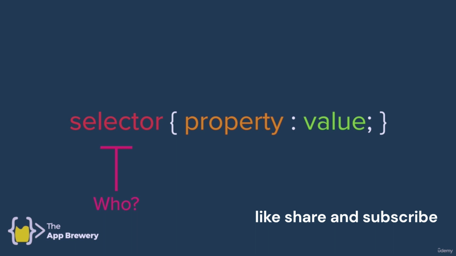And the next part is the property. And this is the what. What about that H1 do you want to change? Is it the background color? Is it the text color? Is it its position? And finally, we've got the value, and that is the how. So how do you want to change the background color of the H1? Do you want it to be blue? Do you want it to be red? And that's the value that you're going to give in order to change it.